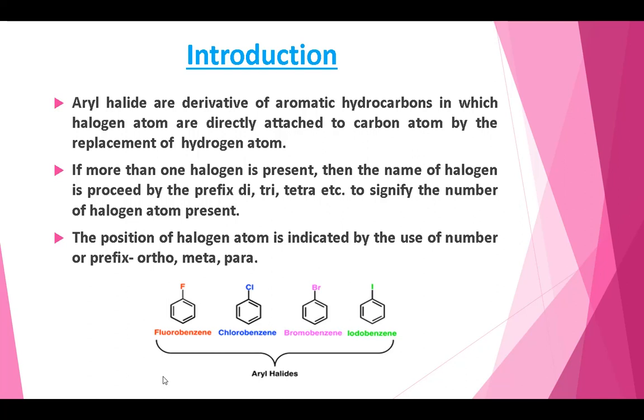See these pictures. Here fluorobenzene, chlorobenzene, bromobenzene, and iodobenzene are examples of aryl halides. Aryl halides are organic compounds with the general formula RX, where R denotes the aryl group and X denotes the halogen, that is group 17 elements.